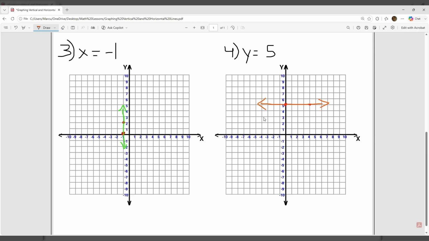Again, don't forget to draw the arrows at the end. And that's all.